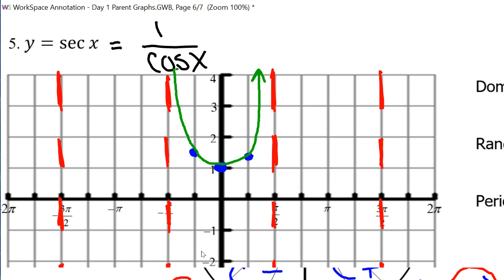Next one, 3 pi over 4. What is the secant for 3 pi over 4? Negative 1.4. And what is the secant for pi? Negative 1. And what is the secant for 5 pi over 4? Negative 1.4. And this one is concave down. And that is one complete cycle. So how many units did it take to make one complete cycle of the secant function? 2 pi.